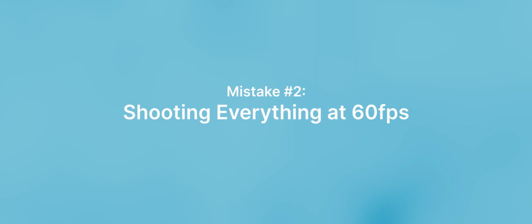Alright, the next one is going to be shooting everything at 60 frames per second or some sort of higher frame rate. I feel like I've heard a lot of tutorials say to shoot everything at a higher frame rate, so that then you have the option of whether or not you want to slow it down in post or keep it at real time. But there are a couple problems with this.